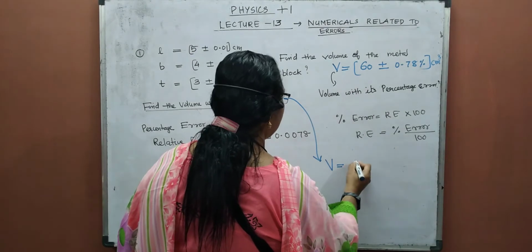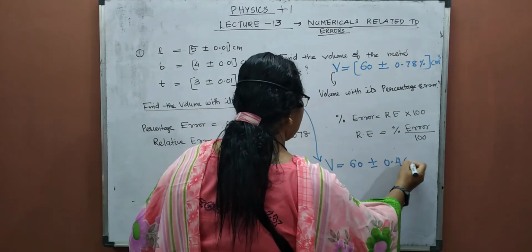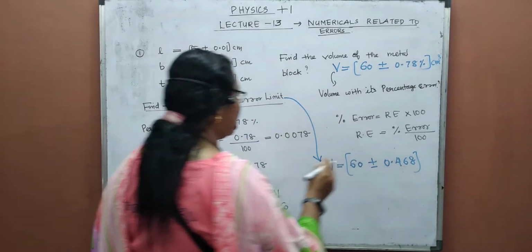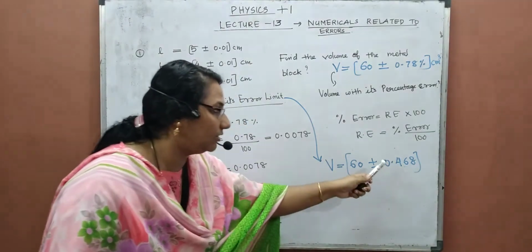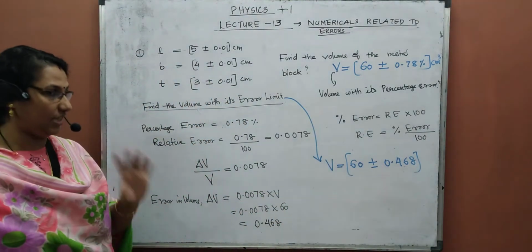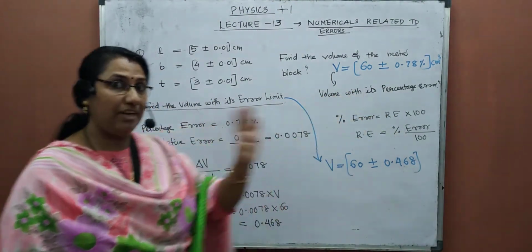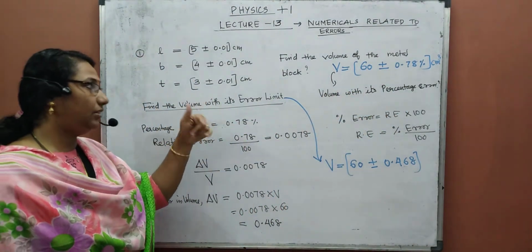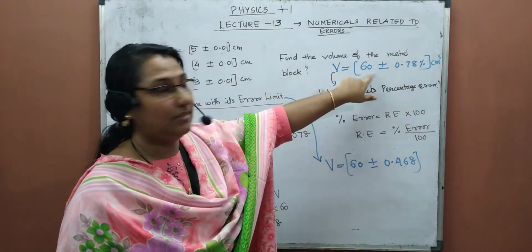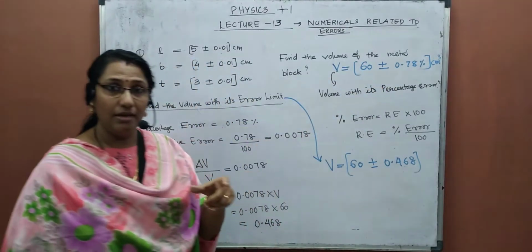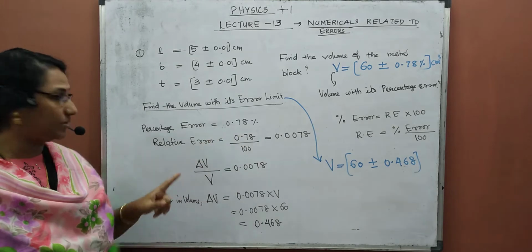Now the question is to find the volume with its error limit. Volume with its error limit is equal to 60 plus or minus 0.468. When you have taken a 60 centimeter cube, there is an error of 0.468. Is it clear? Here we have written it as percentage error, but the question is to find the volume with this error limit. So what is the error for 60 centimeter? This is the percentage. We want the correct value. So percentage error is 0.78%.